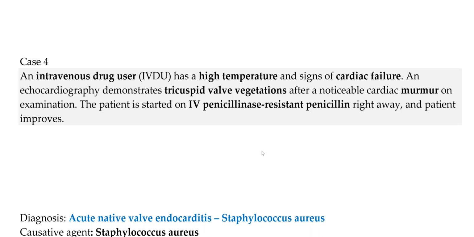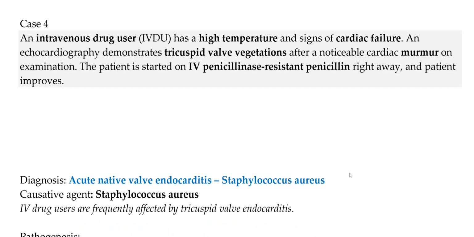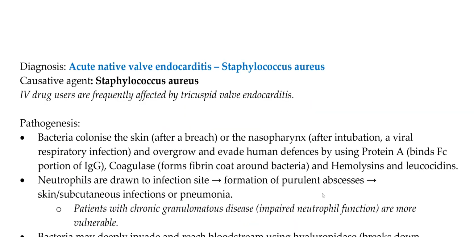Now, why Staphylococcus aureus? Because Staphylococcus aureus is the most common causative agent of acute native valve endocarditis in case of intravenous drug users. So that's why we are betting our money on Staphylococcus aureus. IV drug users are frequently affected on the right side of the heart, so tricuspid valve vegetations are more common. What is the pathogenesis of this condition?